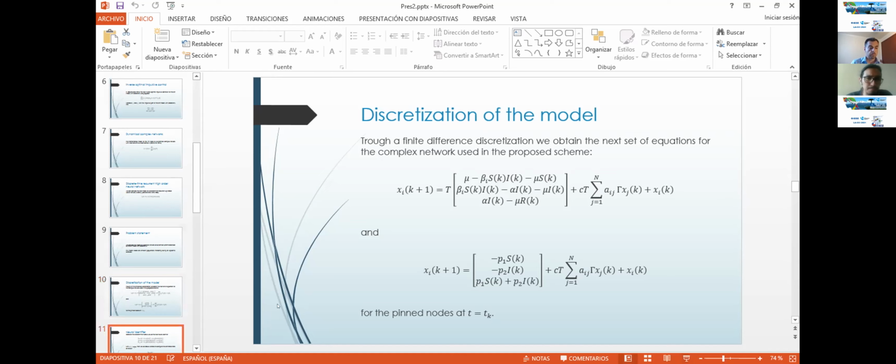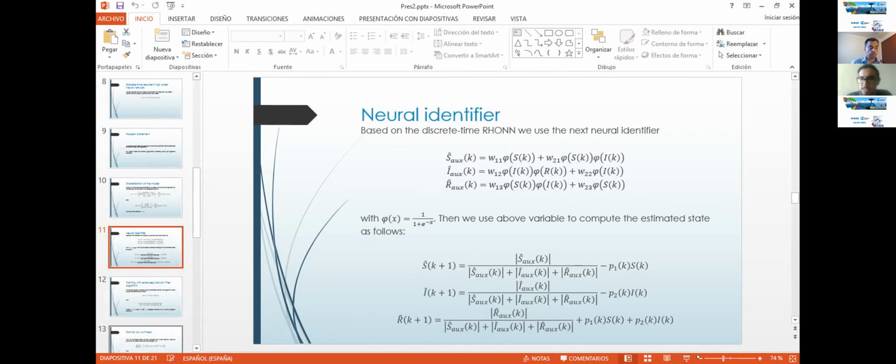And what is the model? This is the neural identifier configuration.